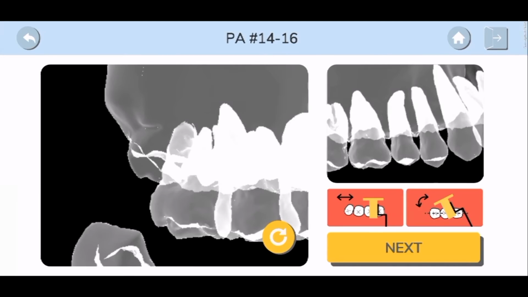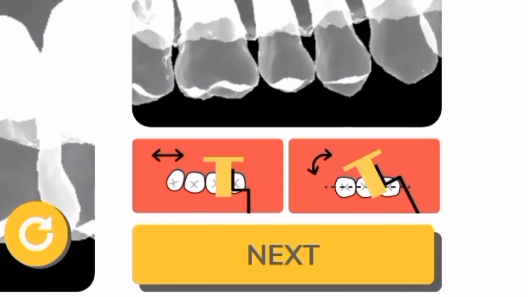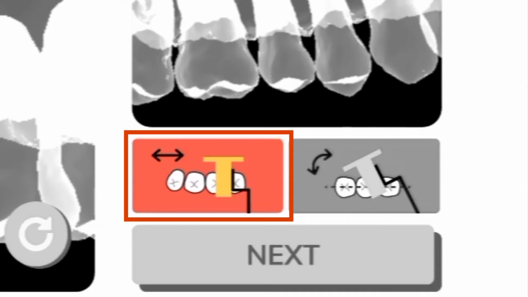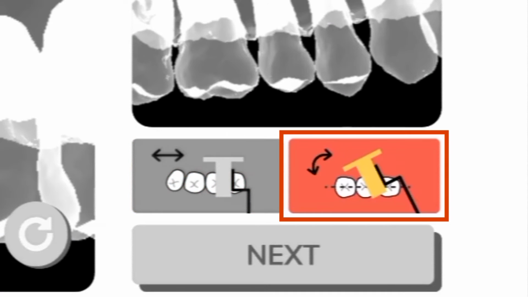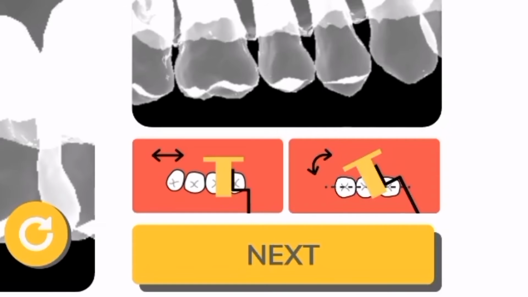After capturing, you may see two icons in red appear. This one means that the teeth of interest are not fully captured. This one means that the horizontal angulation is incorrect, resulting in proximal overlaps. These icons will only tell you that the errors are present, but not the direction of the errors.